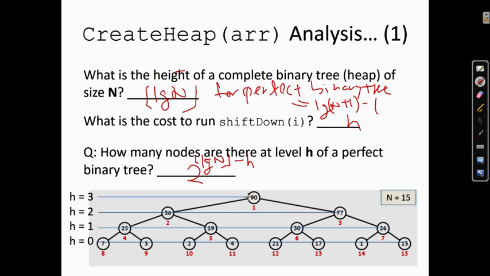At level 3, which is my root, how many nodes are there? One node. Floor of log n gives you 3 in this case, since n is 15. 3 minus the height of the root, which is 3, gives 2 to the power of 0, which is 1. At level 2, it's 2 to the power of 3 minus 2, so I have 2. At level 1, 2 to the power of 3 minus 1 gives you 4, and so on and so forth. So this formula is correct.